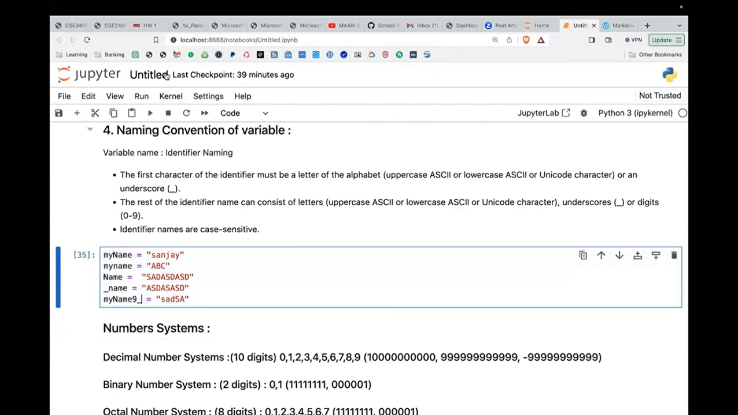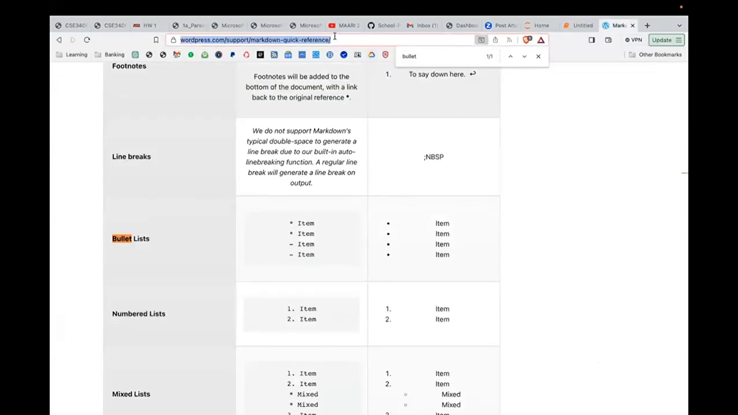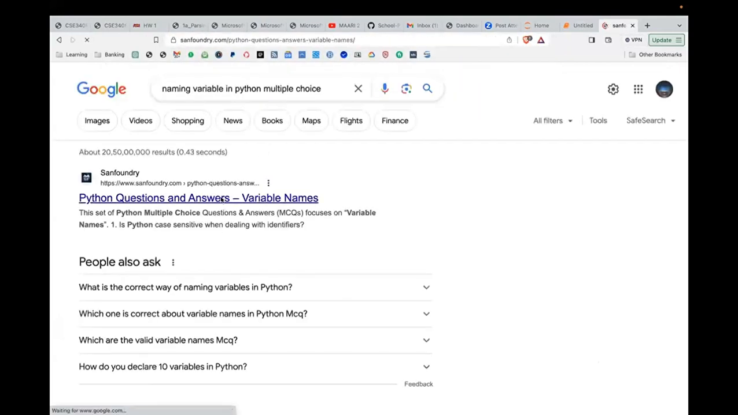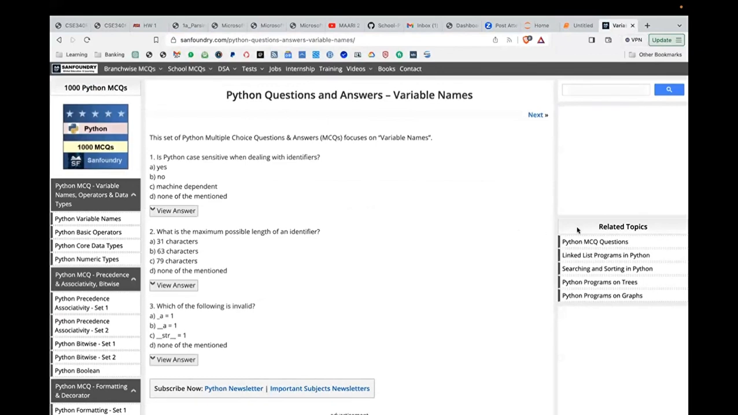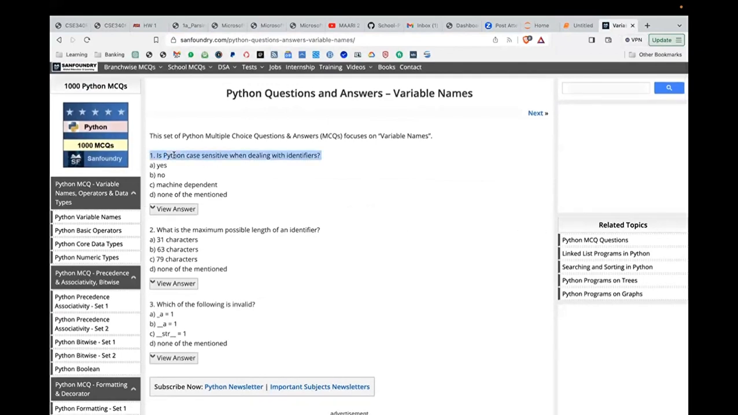Someone will ask, there are questions online on naming variables in Python, multiple choice. Is Python case sensitive while dealing with the identifier? Anyone tell me the answer? Identifier means variable name. Please tell me your answer. Yes, actually, Python is case sensitive.